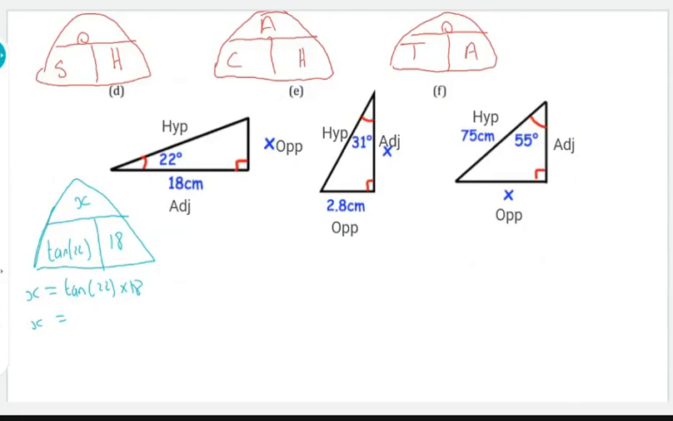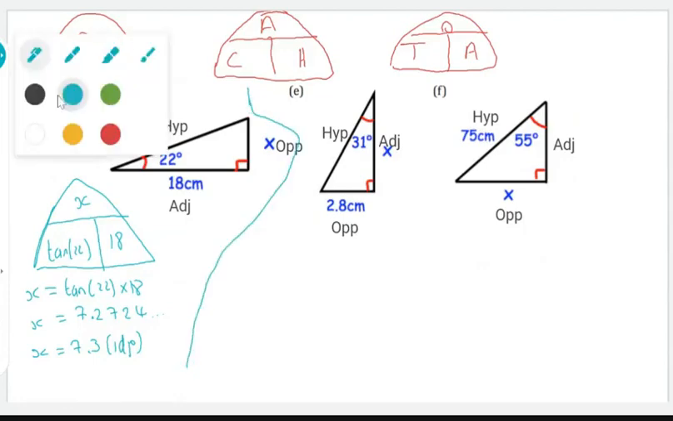By the way, if I do make a mistake, you're more than welcome to call me out on the mistake. Oh, that is not how you write the number that I meant to write. 7.2724 dot dot dot. So let's go x equals 7.3 to 1 decimal place. Is that good? Yeah. Lovely. Thank you for saying that my work is good. No, I'm joking.